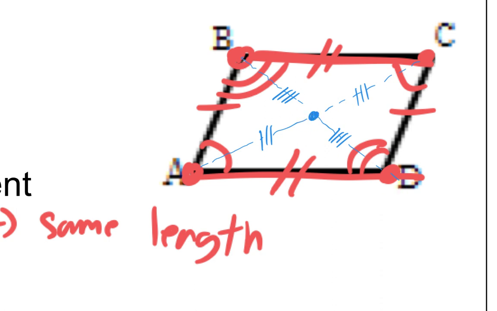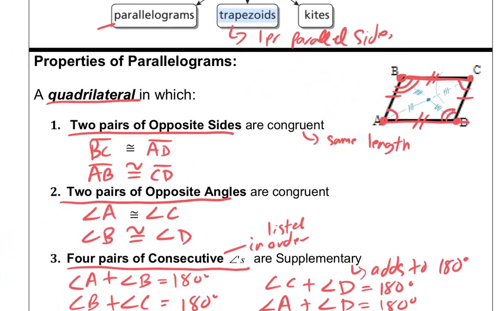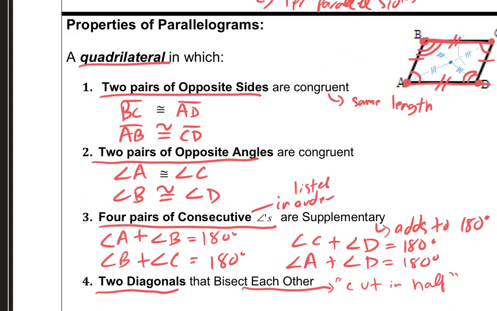So those are the characteristics of any parallelogram. Two pairs of sides that are congruent, two pairs of opposite angles that are congruent, four pairs of consecutive angles that are supplementary, and the diagonals bisect each other. So that's any parallelogram.